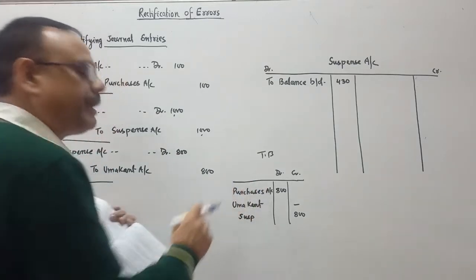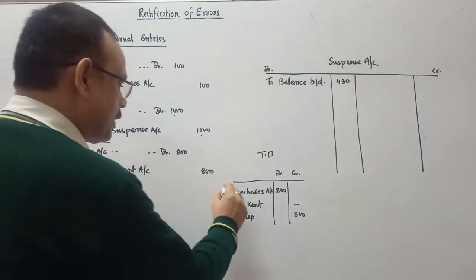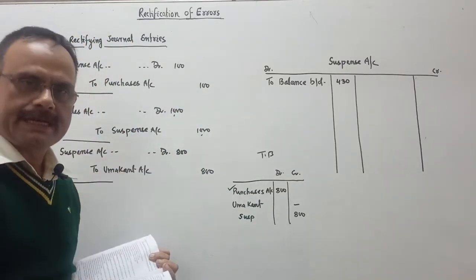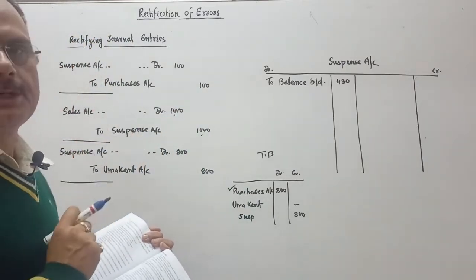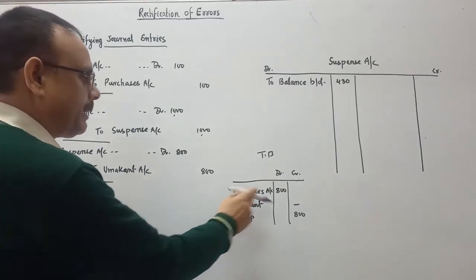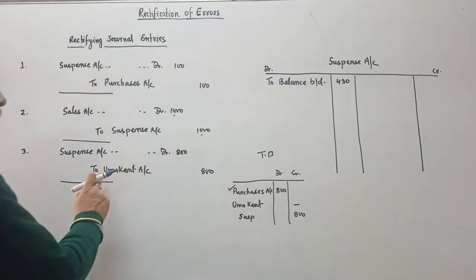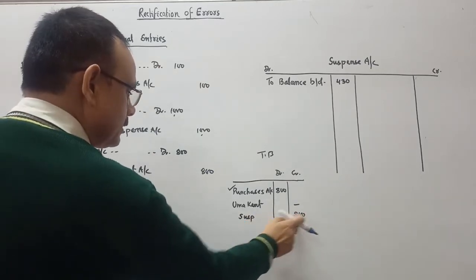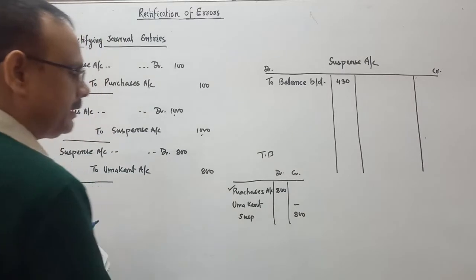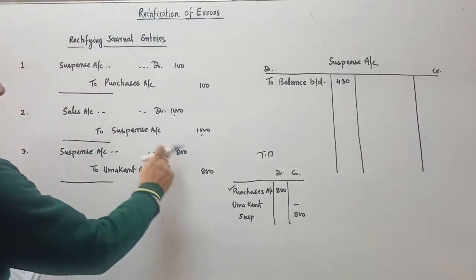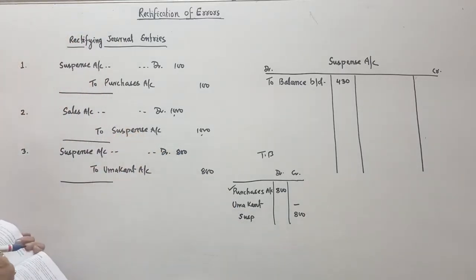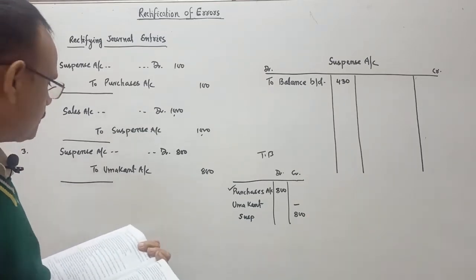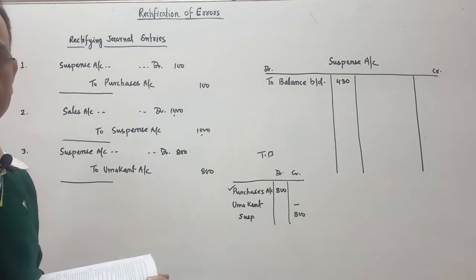There is no mistake we have made in the purchase account. The purchase account is absolutely correct, so the account which is correct, we are not going to touch. The Umakant account we have not written, so we have to write it on the credit side, and the 800 suspense account was opened because of this error. So we cancel the suspense account by debiting it. So: suspense account debit to Umakant.